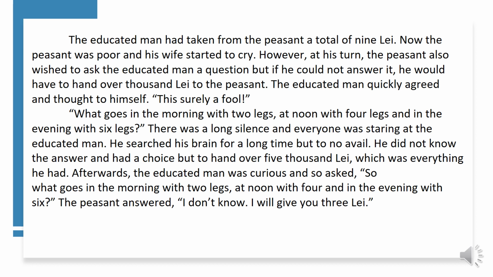There was a long silence and everyone was staring at the educated man. He searched his brain for a long time, but to no avail. He did not know the answer and had no choice but to hand over 5,000 lei, which was everything he had. Afterwards, the educated man was curious and so asked, "So what goes in the morning with 2 legs, at noon with 4, and in the evening with 6?" The peasant answered, "I don't know. I will give you 3 lei."